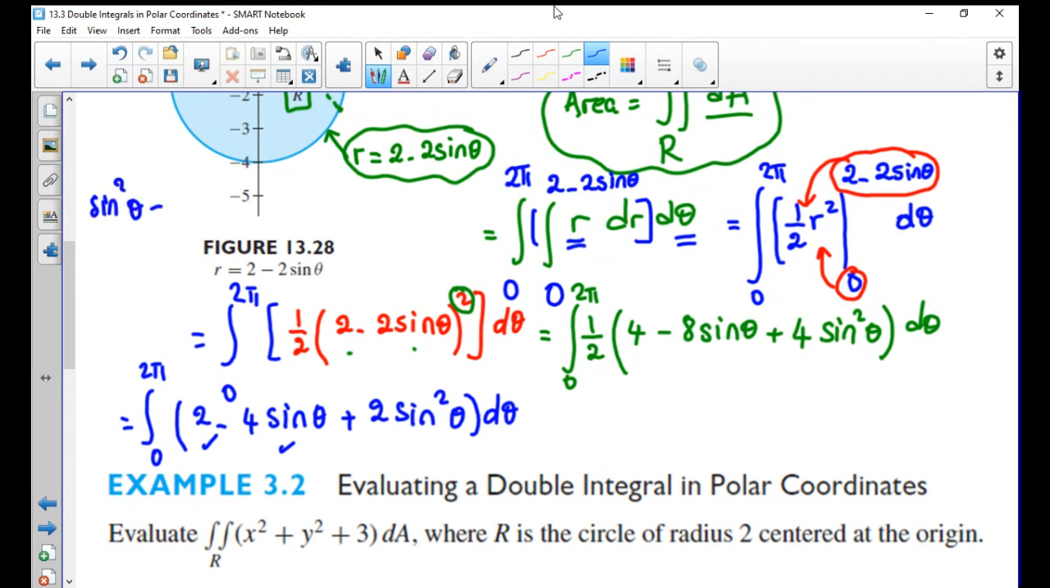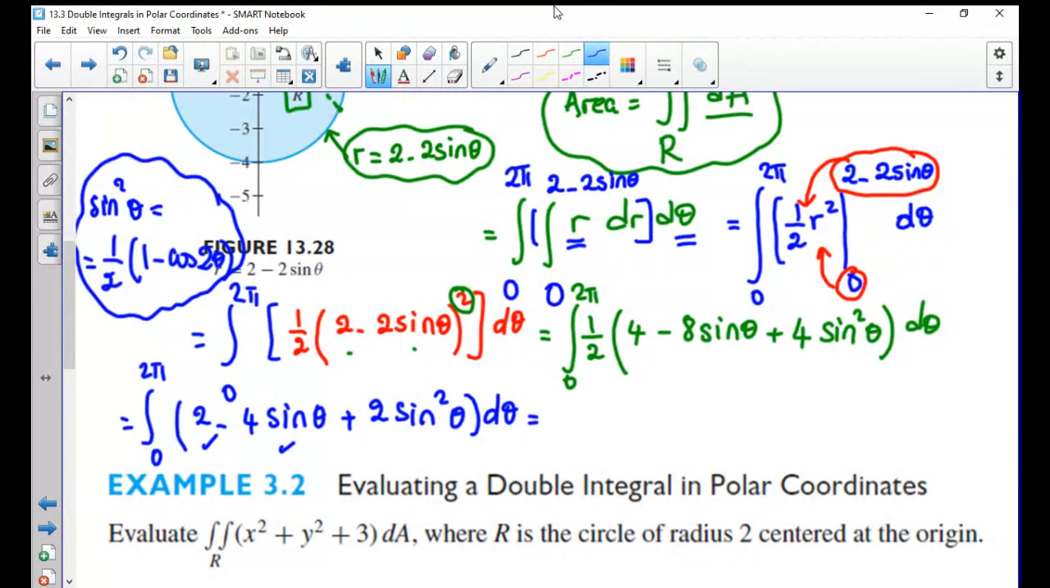Sine squared theta, you integrate it by writing it as half of 1 minus cosine 2 theta. These are called the half angle identities. You should have seen these in calculus 1. So if you want to integrate sine squared, you need to replace it with half of 1 minus cosine 2 theta, because then we can integrate the 1, and we can integrate the cosine 2 theta, no problem.